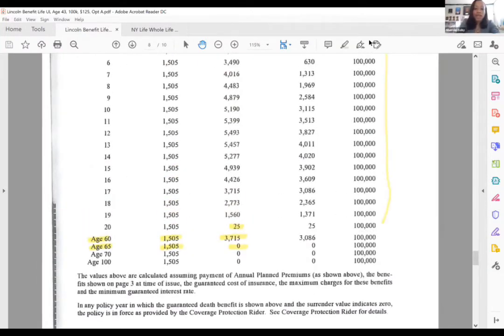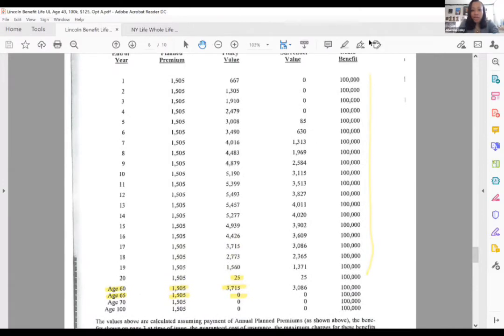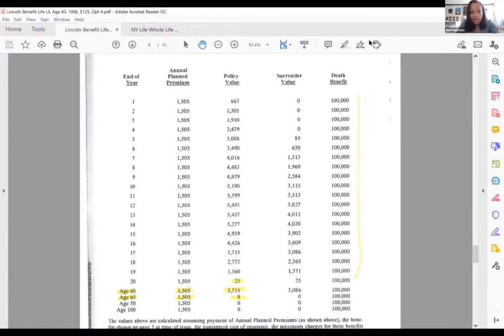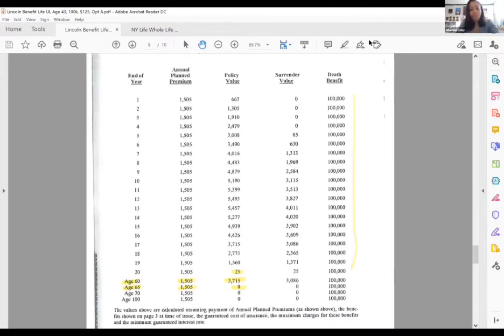And then Trishana, this is where the cash value comes up. So there's going to be a table of guaranteed values. That table of guaranteed values is going to show you sometimes what they're paying per month or per year, the premiums, what years it's been, the policy value, the surrender value, and the death benefit. So the policy value is how much the policy has accrued to. The surrender value is how much the client would get if they surrendered the policy, if they canceled the policy.